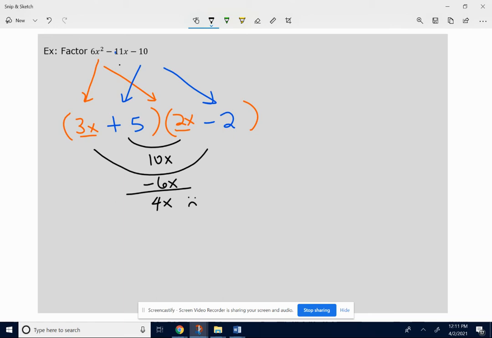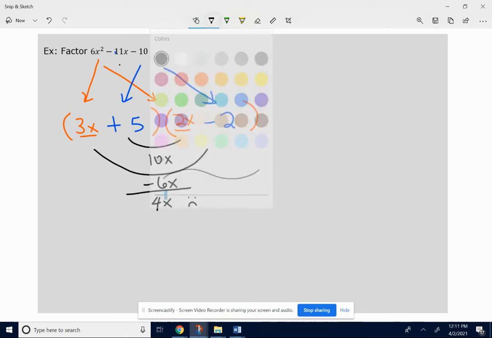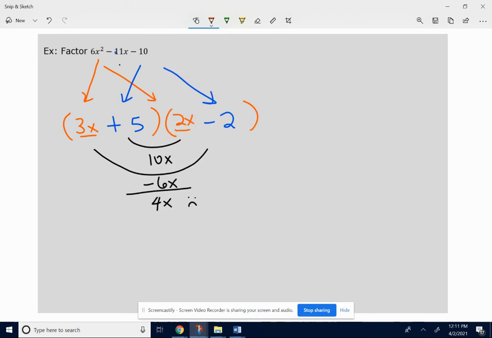So we just need to do another problem. We need to find two different factors of 6x squared, possibly. Two different factors of negative 10. And just see if we end up with the middle term this time. Let's try, so I'll use orange first. Again, I guess it doesn't matter. But let's try 3x and 2x again for 6x squared.